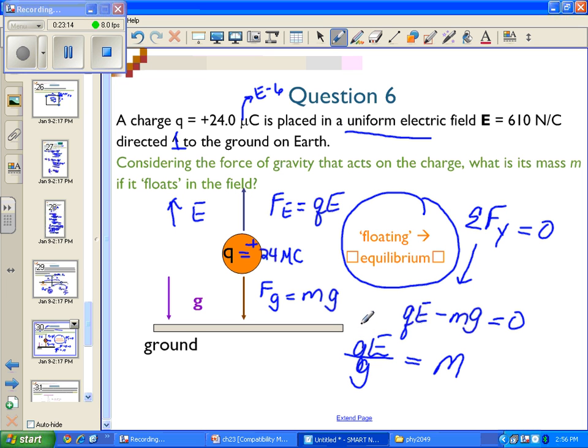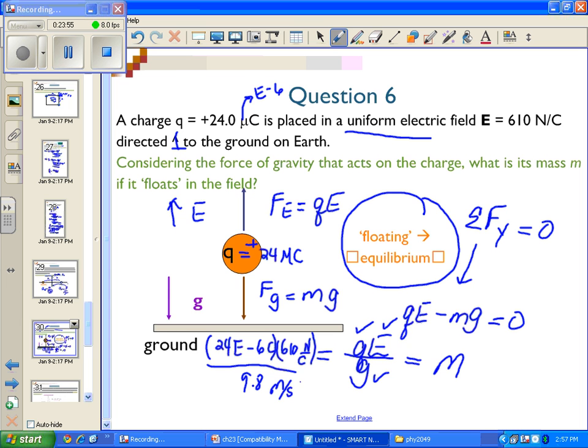Do we know the value of q? Yes, we do. It was given to us. Do we know the value of E? Yes, we do. It was given to us. Do we know the value of g? Well, of course we do, since that's all we ever did in Physics 1 was to work with little g as 9.8. So now it's time to enter our numbers so that we can quantitatively be able to say what mass is required of this charge in order for this floating effect to take place.